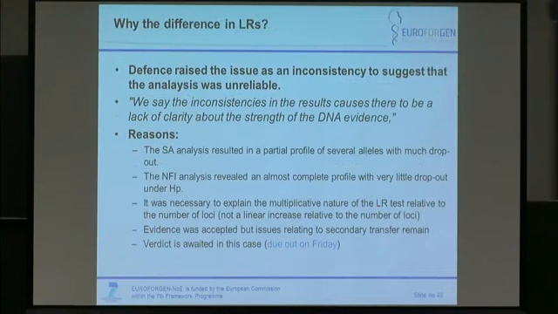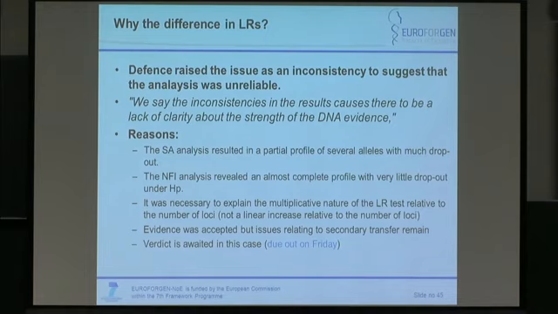So why the difference? Well, the defence raised the issue as an inconsistency to suggest the analysis was unreliable. So they said, we say the inconsistencies in the results cause there to be lack of clarity about the strength of the DNA evidence. But it's interesting to evaluate the reasons for this. The South Australia analysis actually resulted in a partial DNA profile. So there were fewer alleles. Whereas the NFI analysis was more sensitive, and it revealed an almost complete profile with very little dropouts.